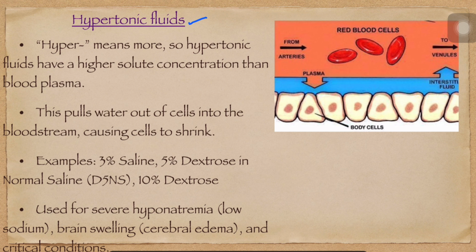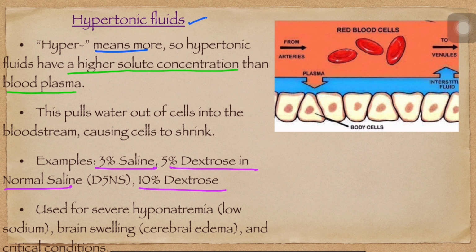Next is about hypertonic fluid. Hyper means more. So, hypertonic fluids have more solute concentration than blood plasma and body cells. When we give hypertonic fluids like 3% saline, 5% dextrose in normal saline, 10% dextrose, etc., net movement of fluid from the body cells into the blood vessel occurs, because hypertonic fluid creates more solute concentration inside the blood vessel compared to the body cell. So, as per osmosis, the solvent, the fluid, will move from the lower solute concentration to the higher solute concentration.